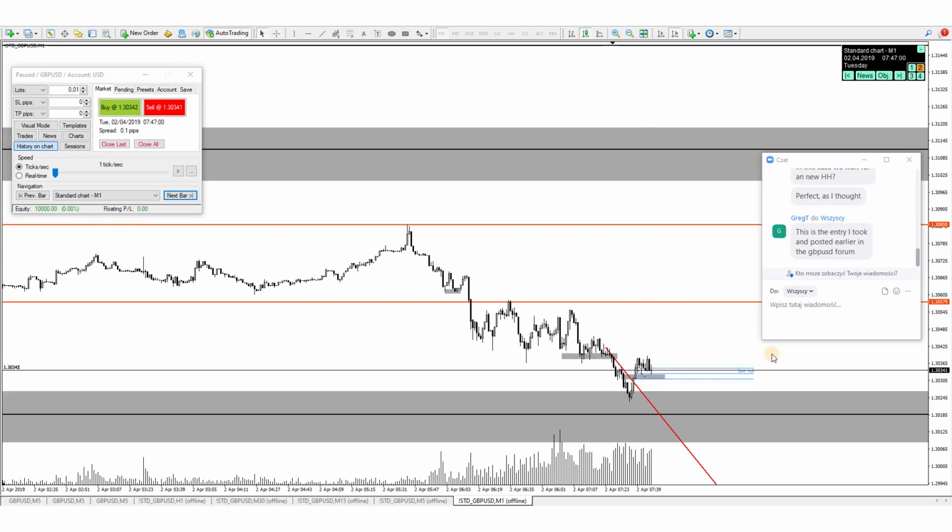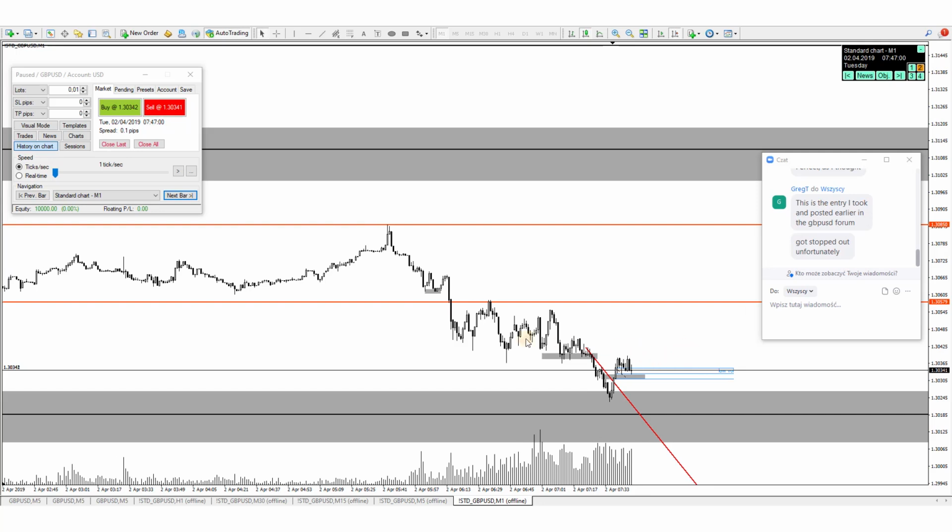Damn. Greg wrote, this is the entry I took and posted earlier in the GU forum. Got stopped out, unfortunately. Okay, so if you use something similar, let's check if this will work out. Just to test, I will not take this in the real trading. Really, I'm very confused. You'll probably hear this in my voice. I'm very confused about this price action.